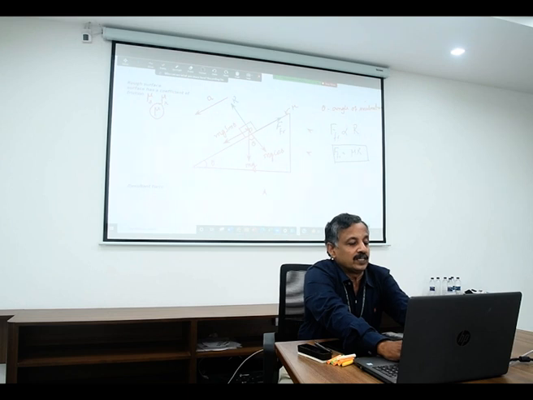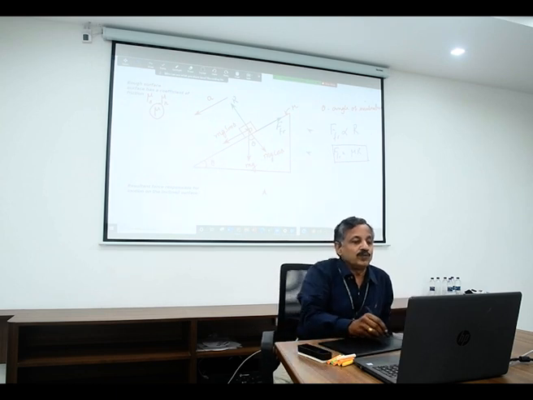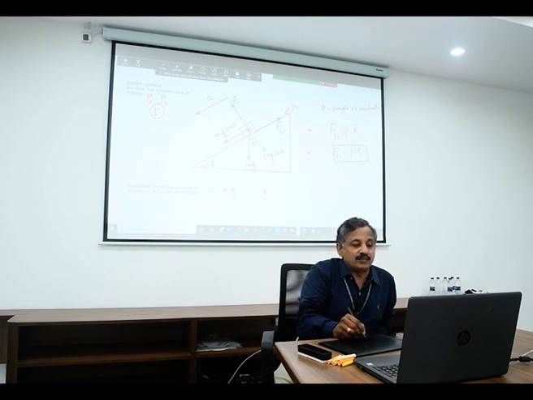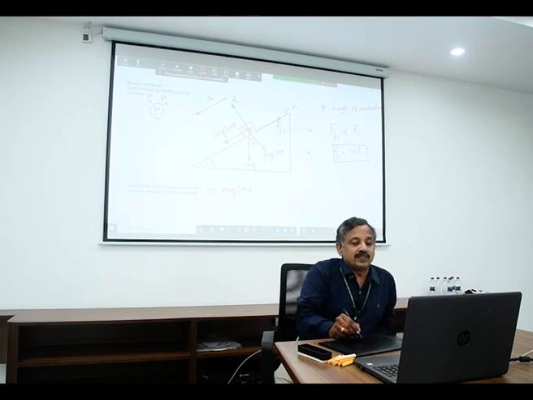Resultant force responsible for motion on the inclined surface is equal to how much? It is equal to the force which is pulling it downward, mg sin theta, which is actually opposed by the frictional force. So minus F_fr, the frictional force.